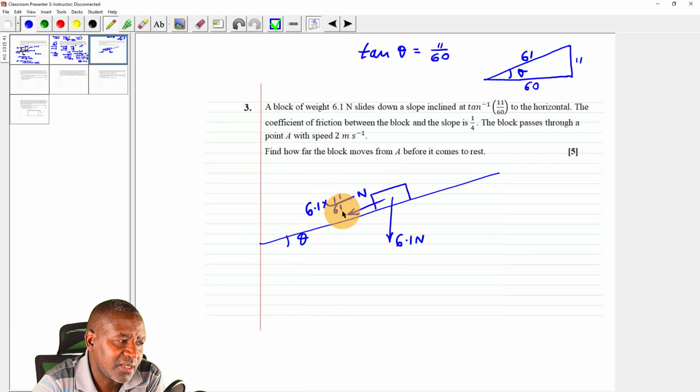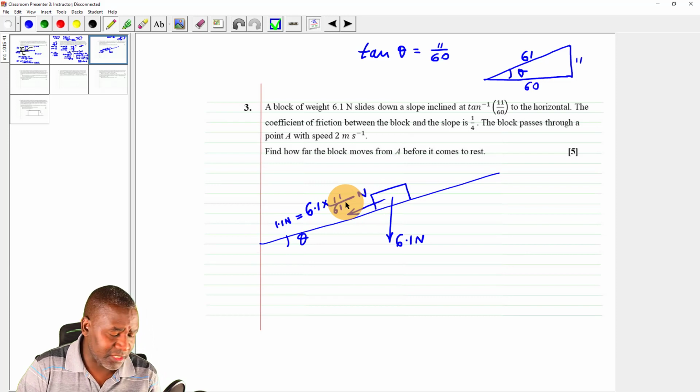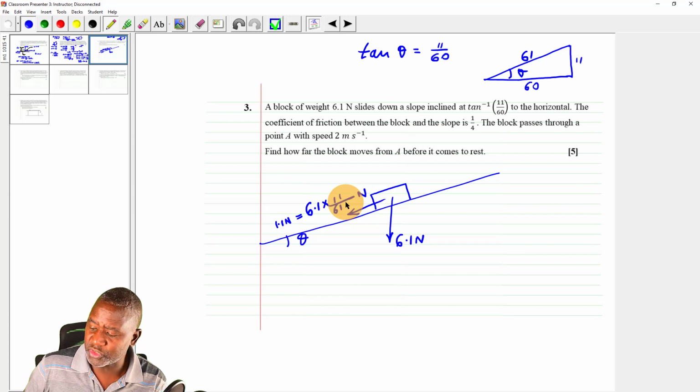Notice what I'm talking about: this 6.1 divided by 61 gives 0.1. If I multiply that by 11, I get 1.1 newtons. So I already have the component of its weight down the slope being 1.1 newtons.